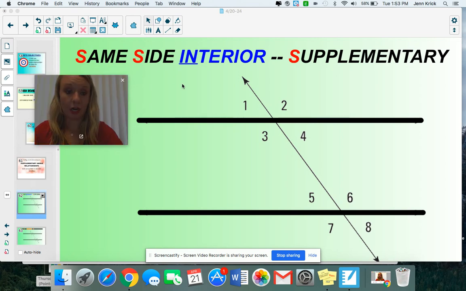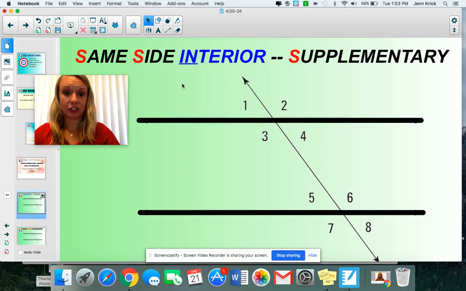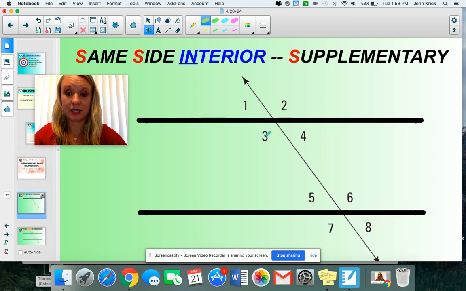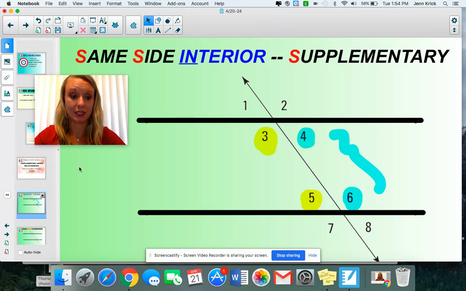There are 2 supplementary angle relationships within the diagram. Same side interior. Notice how all of the S's are together. If you ever see something on the same side, it's going to be supplementary. When they say same side interior, we're only talking about our interior angles here. So 3 and 5 are same side interior, which means that they add to 180. And 4 and 6 are also same side interior, which means that they add up to 180 degrees.